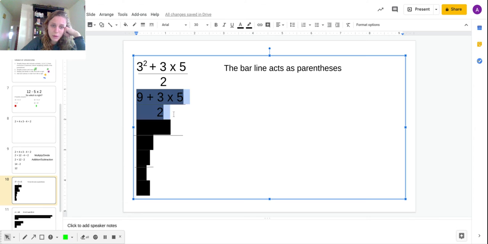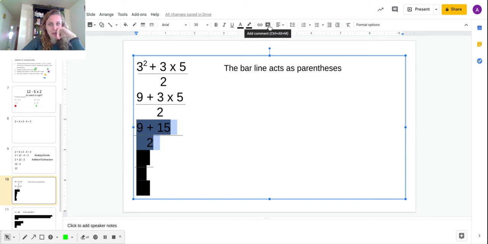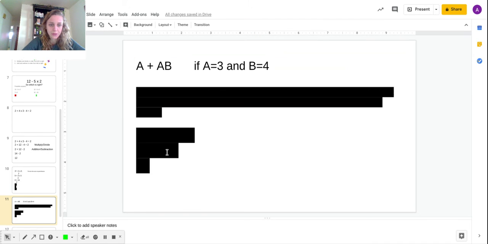I see an exponent. So we're going to simplify that. So 3 squared is 9. So now I have 9 plus 3 times 5, all over 2. What do we need to do next? We need to multiply. So I'm going to take my 3 times 5, which is 15. So now I have 9 plus 15 over 2.